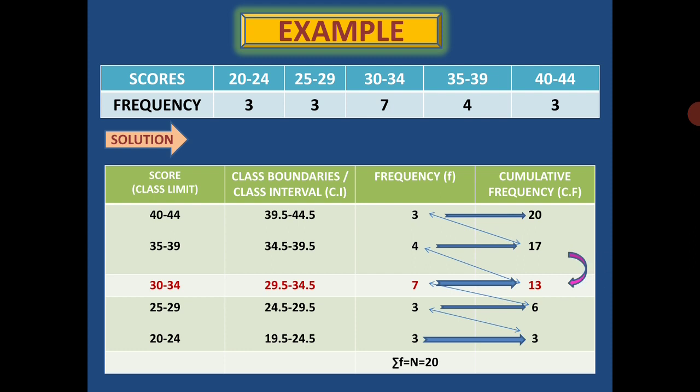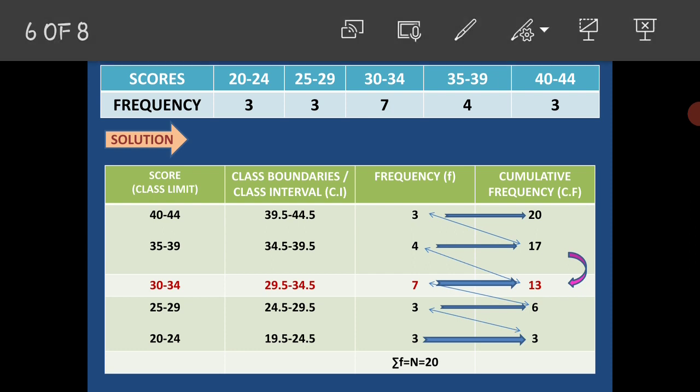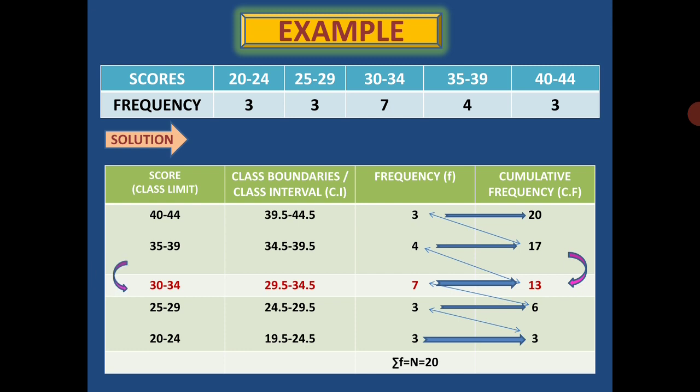Now, it's time to find out the median class. In our example, n equals 20, so n by 2 equals 10, which lies within 13. So 30 to 34 is our median class. Now L, that is the exact lower limit of the median class, here the lower boundary, is 29.5, and FA, the actual frequency of the median class, is 7, and FB, the cumulative frequency of the class below the median class, is 6.